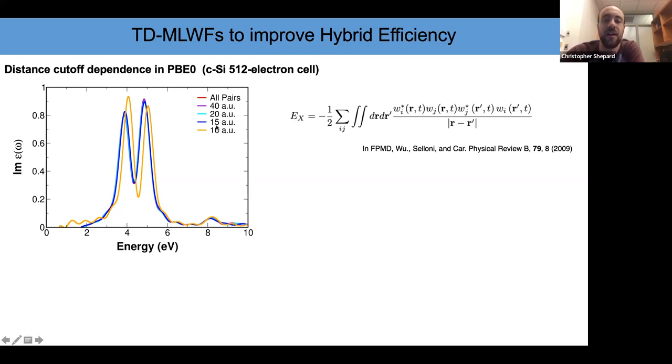And for the crystalline silicon cell, we've been able to go all the way down to 15 AU, or only 15% of pairs, and still get an identical absorption spectra for that cell. And this is based on work that's been done in FPMD as another way to improve hybrids.